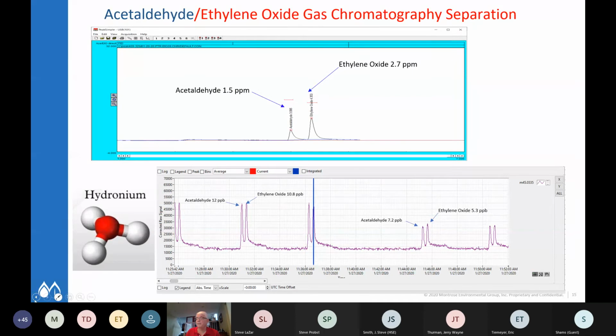And we have done this, not using the PTR, but we have done it with other detector systems. And now we want to take this and apply it to ambient. In other words, we're going to do this continuous, but know that we're only looking at ethylene oxide.